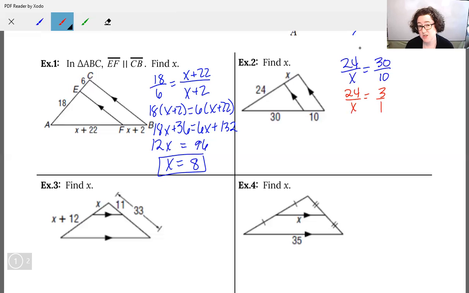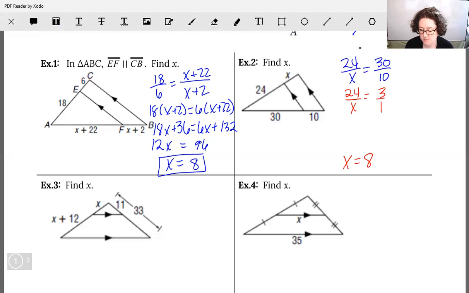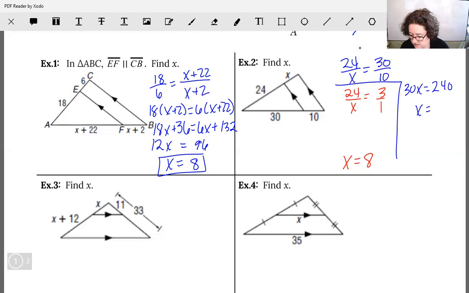And so if I do that, I can actually reason through this. Well, how do I get from a 24 to a 3? I divide by 8. So that means my x should be 8. But again, let's see if we still get that solution, even if we do this the same way we did before. So again, cross multiply, I would get 30x equals 10 times 24, or 240. x divided by 30. So 240 divided by 30 gives me that same 8. It does not matter which way I solve it.